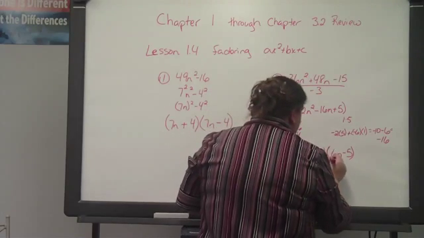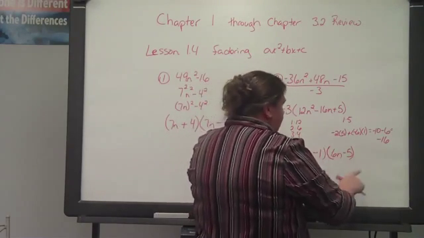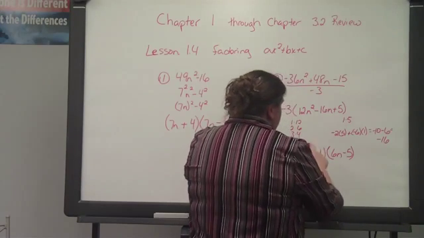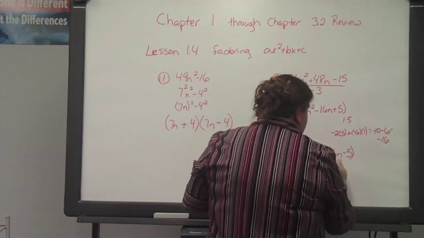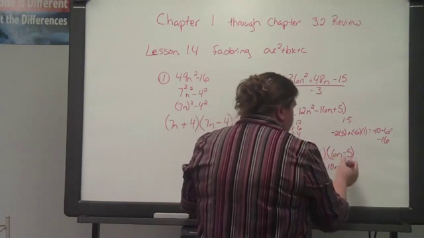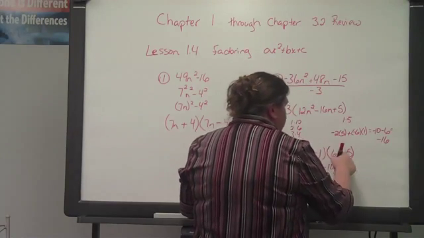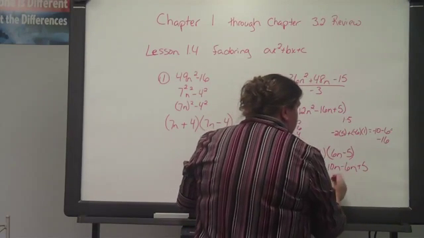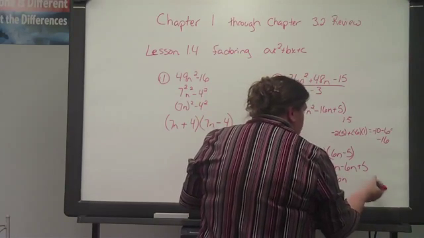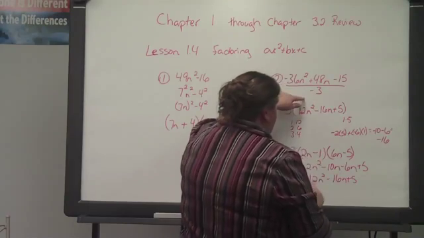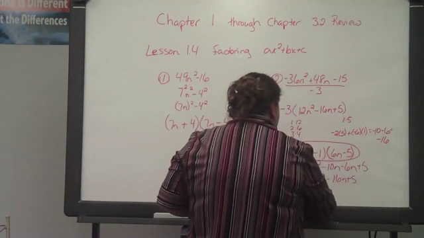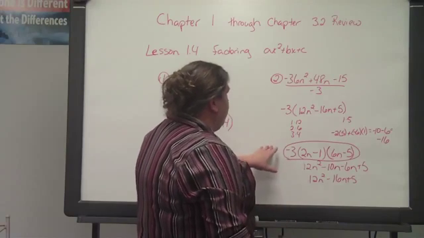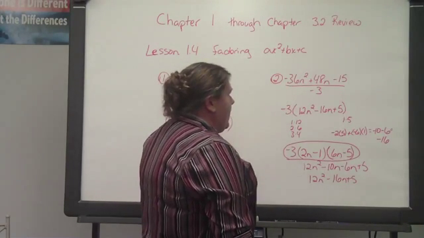So I have found, when I FOIL this back, I can say 2 times 6 gives me 12n squared. 2 times a negative 5 gives me a negative 10n. A negative 1 times 6 is a negative 6n. And a negative 1 times a negative 5 is a positive 5. So 12n squared, when we combine like terms, is a negative 16n, and then plus 5. And that's what we have up here. So negative 3 times 2n minus 1 times 6n minus 5 is the factorization of negative 36n squared plus 48n minus 15.